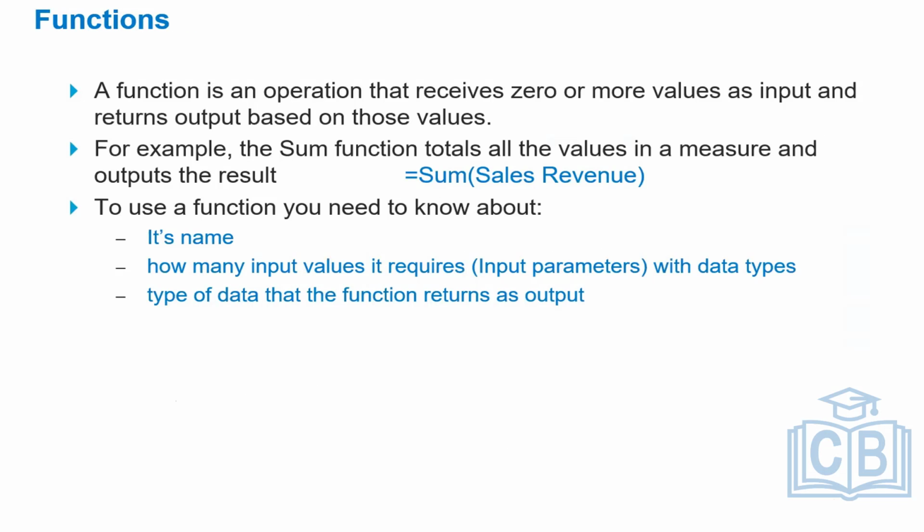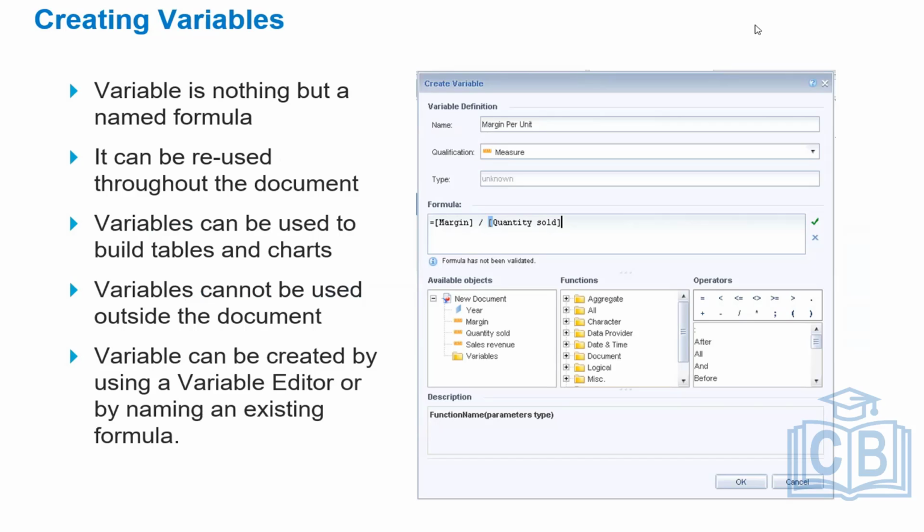These are the types of functions available. If you look in our variable panel, we can see functions. These are the types of functions, like aggregate. Under aggregate, we can see functions like sum, max, minimum, average. Those are aggregate functions.